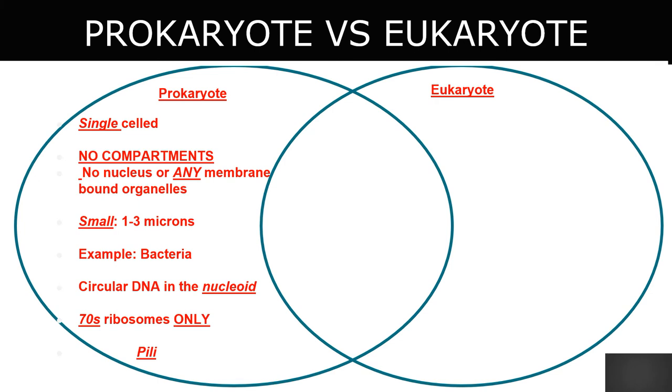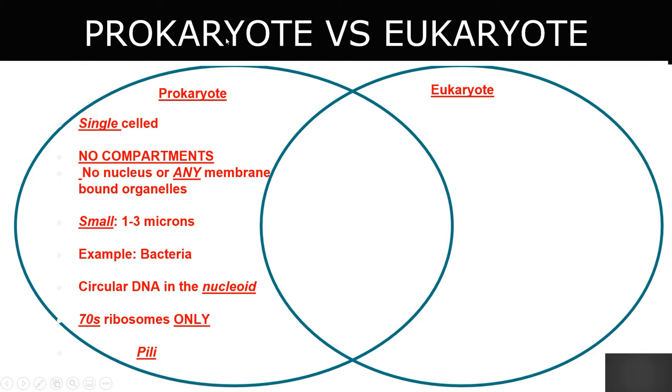I'm going to tell you up front that prokaryotes are the simpler of the two. They are primarily single-celled organisms, and what really sets them apart from eukaryotes is that they do not have compartments of any kind. It's like a studio apartment. There are no walls separating any of the different rooms. So there's no nucleus or any other membrane organelles. Also, these guys are really small, only between 1 to 3 microns large. An example would be either the bacteria or archaea.